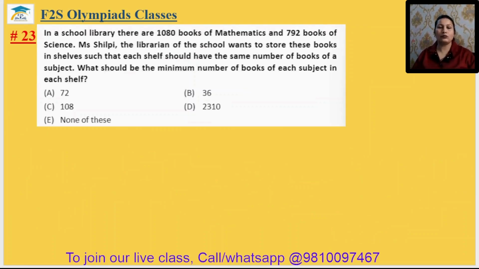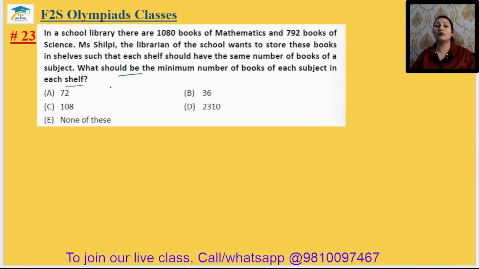Okay, come to 23rd question. In a school library, there are 1080 books of mathematics and 792 books of science. Miss Silpi, the librarian of the school, wants to store these books in shelves such that each shelf should have the same number of books of a subject. What should be the minimum number of books of each subject in each shelf?